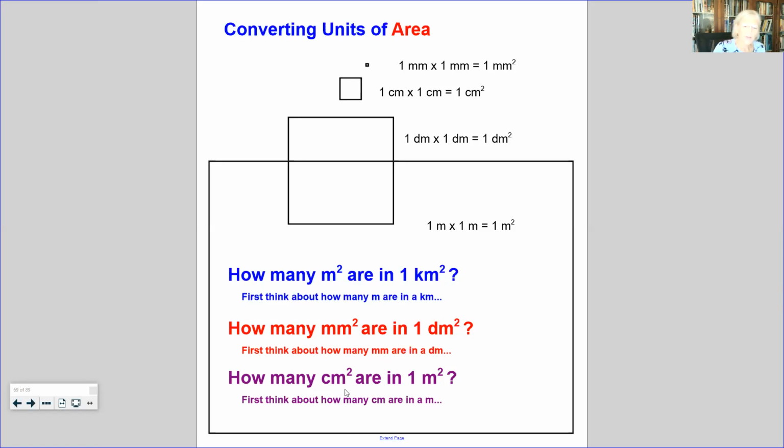To answer how many square centimeters are in a square meter, first there are 100 centimeters in a meter. So there are 10,000 centimeters squared in a meter squared. By demonstrating how I think through it, I hope it helps you think through it.